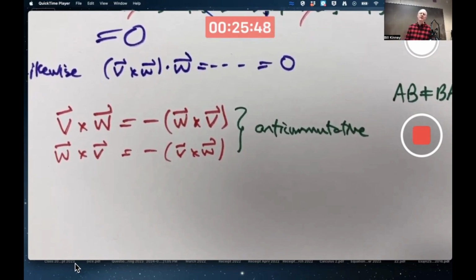What are these useful for? We'll see on Friday, they're useful for finding equations of planes. In physics, they're useful for torque. Somebody was asking about torque the other day. Torque is found as a cross product.